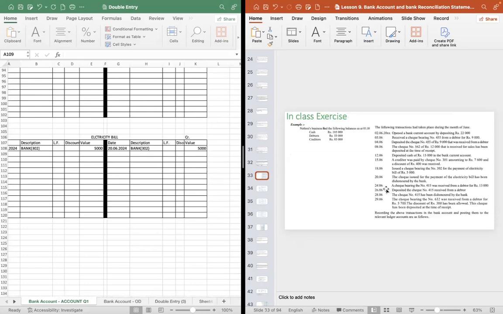Then 24. A check bearing number 415 was received from a debtor for rupees 13,000.